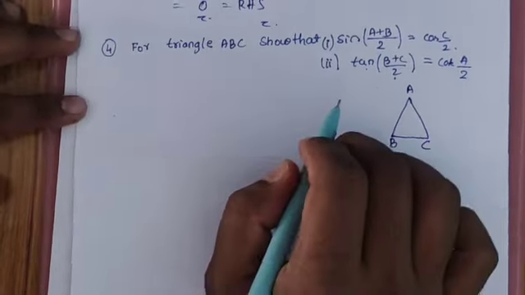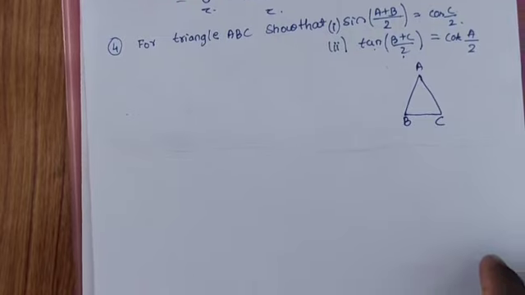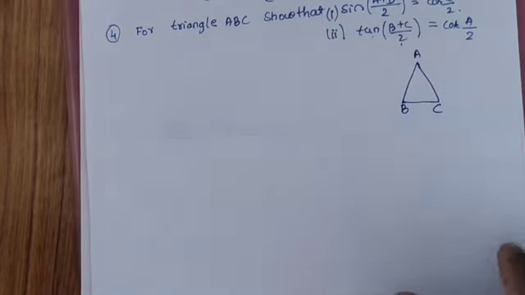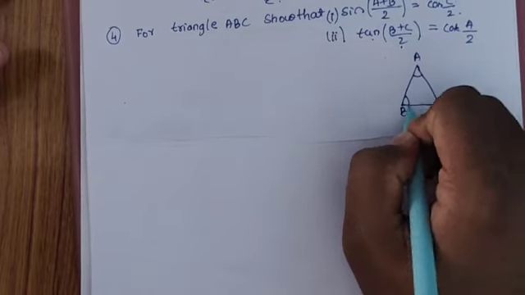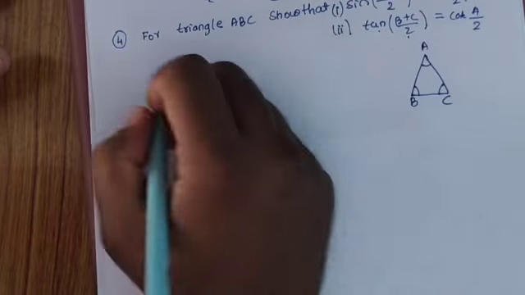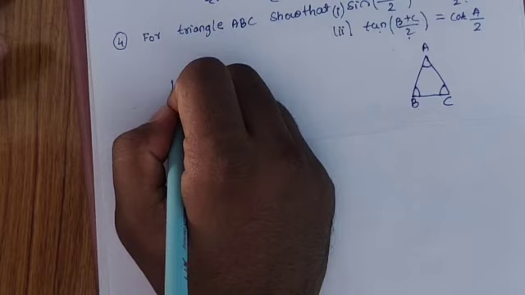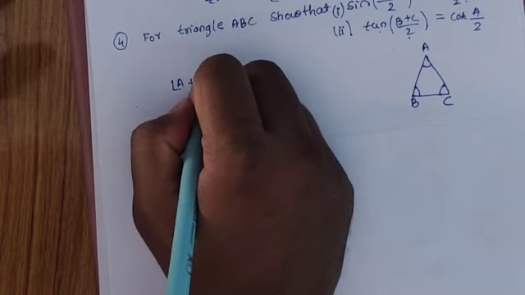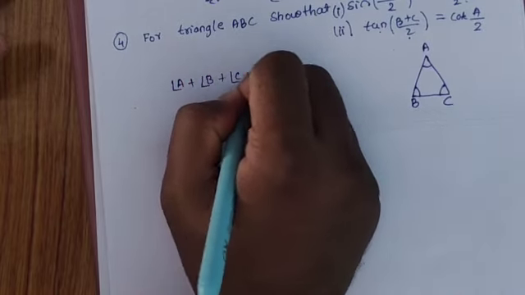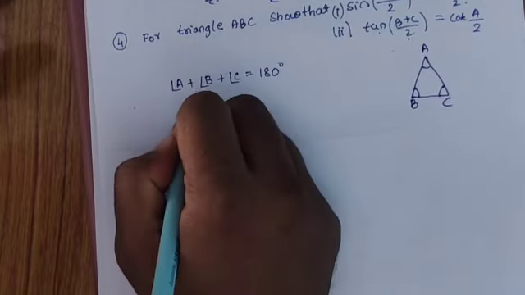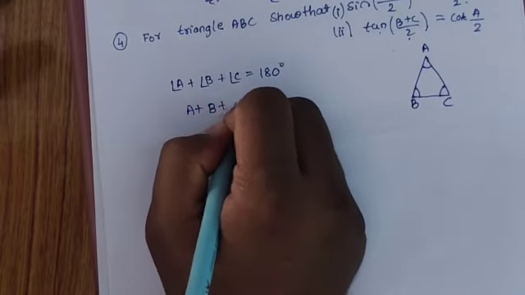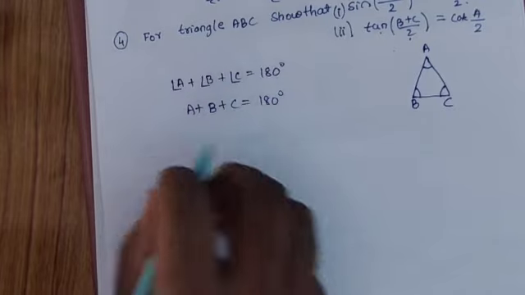So here, the sum of the interior angles of a triangle is equal to what? Here we have angle A, angle B, angle C. If we add all three angles, the result is 180 degrees, right? Angle A plus angle B plus angle C is equal to 180 degrees. This can also be written as A plus B plus C is equal to 180 degrees, right?